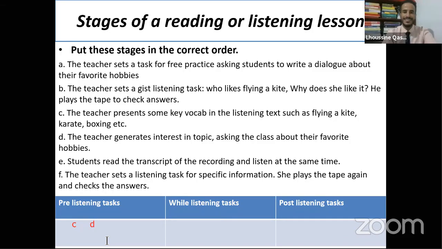A, the teacher sets a task for free practice, asking students, what do you think? Sukain said A, Siham said A. Muhadi said B. B, Rahim B. Okay. Yes, let's see, it's B. The teacher sets a just listening task. Who likes flying a kite? Why does she like it? B, let's write it here.